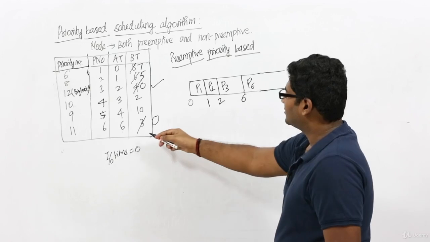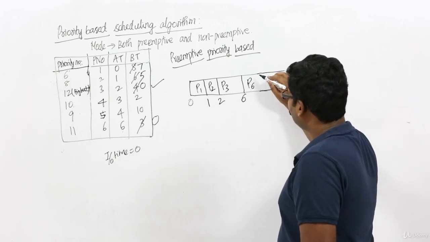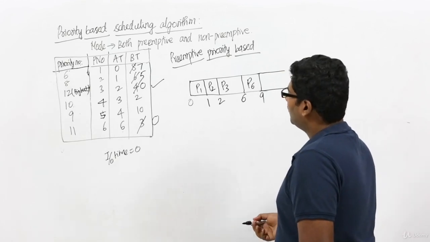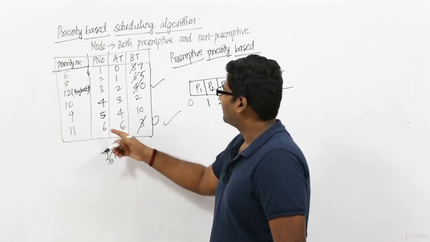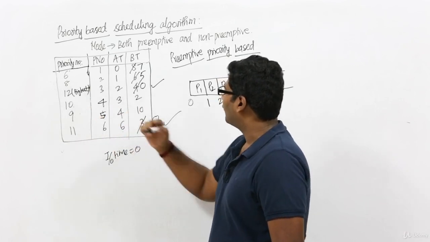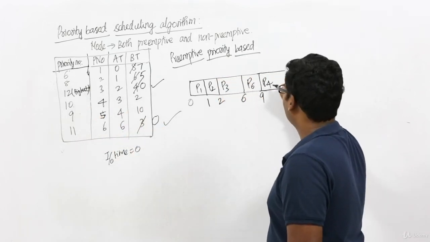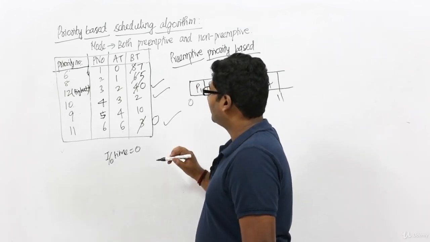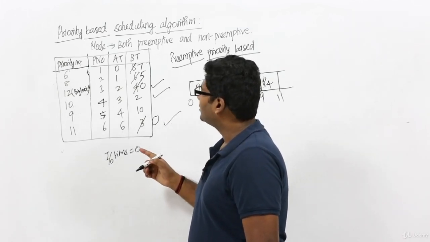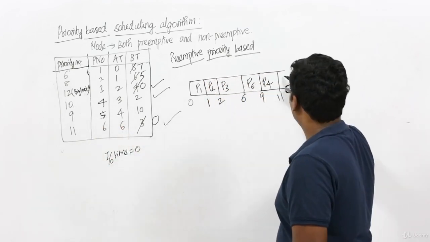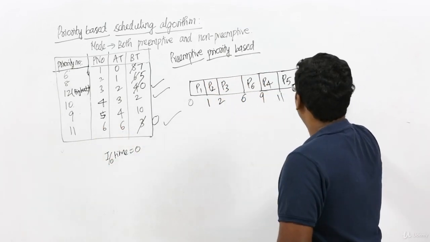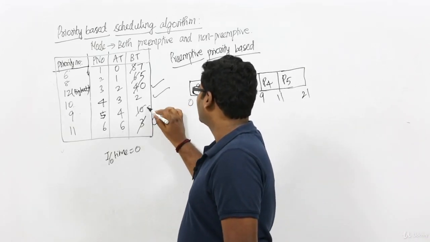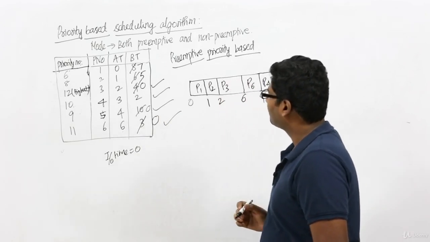Now let's run P6. P6 runs for 3 time units, so it will run till 9. Now this is done. Now we need to execute P4, so P4 will run till 11. P4 is also done. Now we go with P5, and P5 will run till 21 because it needs 10 time units. So this is also done.